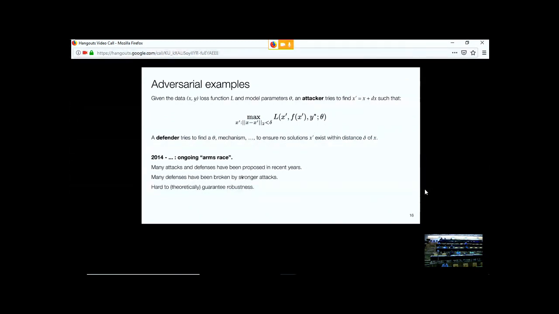Starting from 2014, when people started doing these types of attacks, there's been an ongoing arms race. If you look at the literature, many attacks and defenses have been proposed, but also many defenses have been broken because people came up with smarter, stronger attacks. And it's very hard to find theoretical guarantees on robustness in these kinds of attack scenarios.